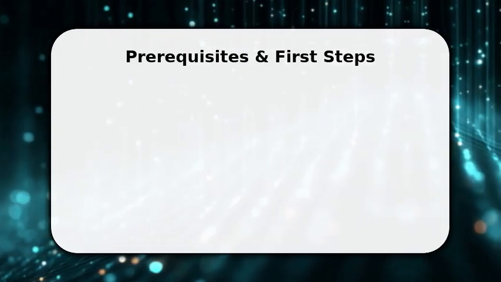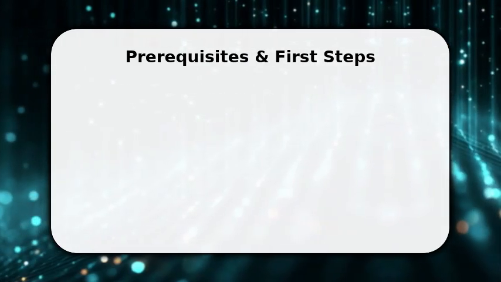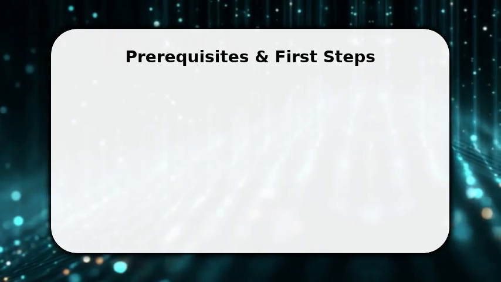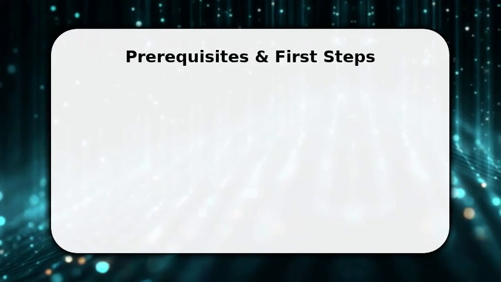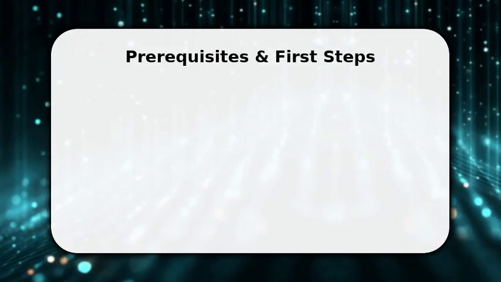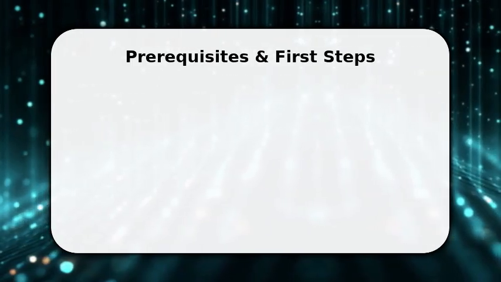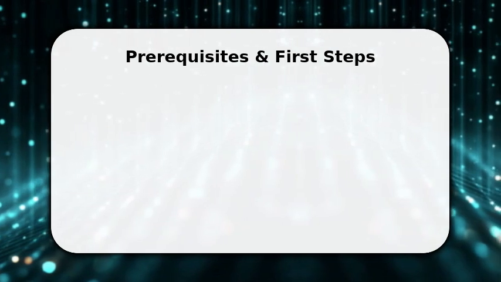Tap build number repeatedly, usually 7 times, until you see a confirmation that developer options are enabled. You do this to unlock advanced controls while keeping the system stable. So back up any critical data first.